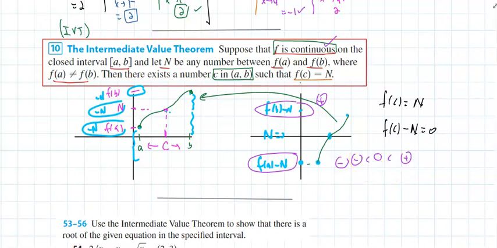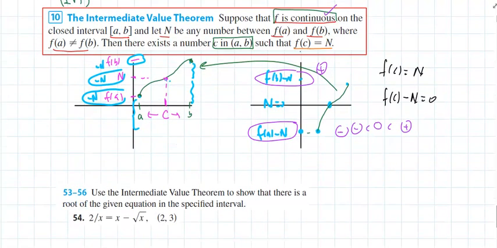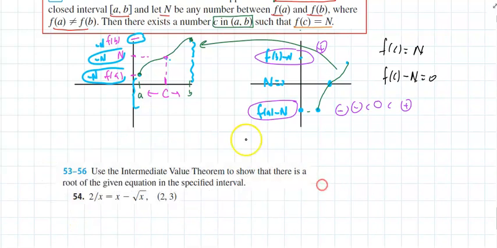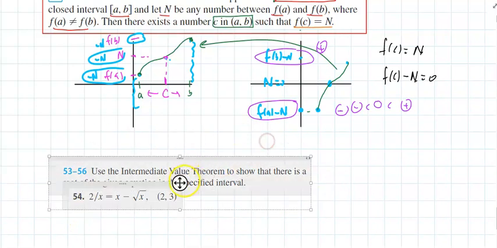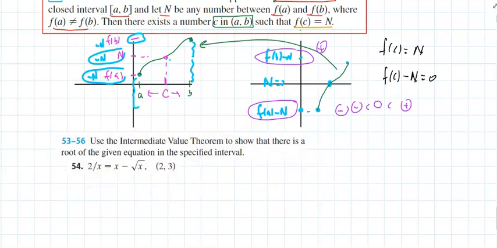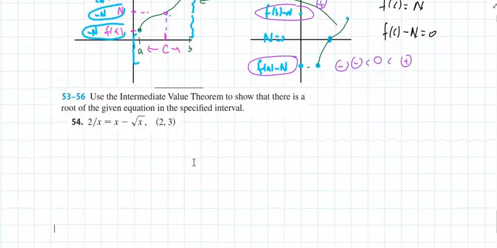Every time I want to use the intermediate value theorem directly, that's a bit too much work. Instead, I will set 0 on one side. If f is continuous, guess what? That's all I have to do. Show that on one end it's positive, at the other end it's negative, and everybody's happy. So let's look at number 54 really quick and see how that works.